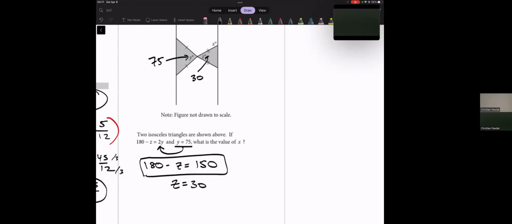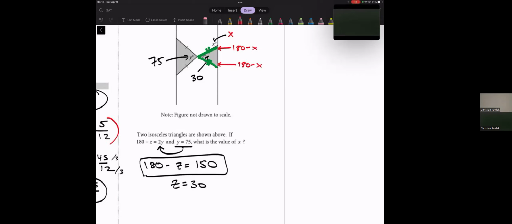But I'm still not asking for what is y or what is z. I'm asking for what is x. So my thoughts are, if I could figure out this base angle, then 180 minus that base angle is x, right? So this is x, but this is 180 minus x. And I also know that this has to be the same because it is an isosceles triangle. This side and this side are equal to each other, so this must be 180 minus x.